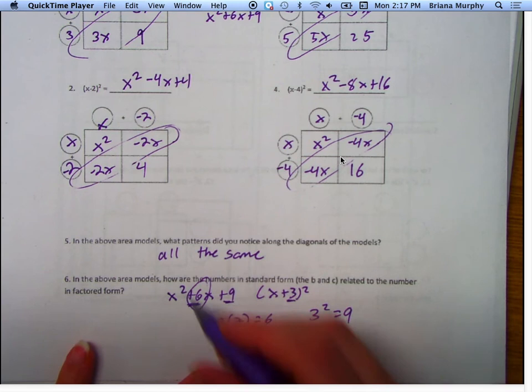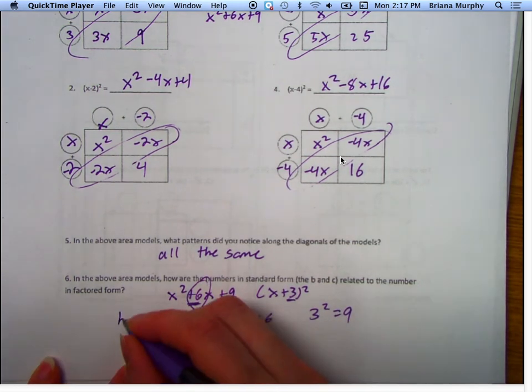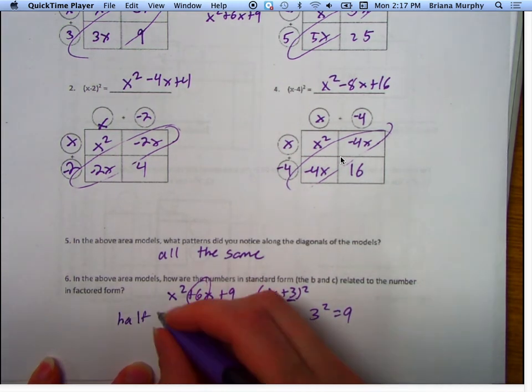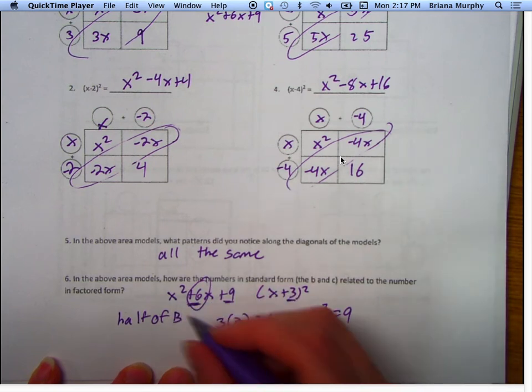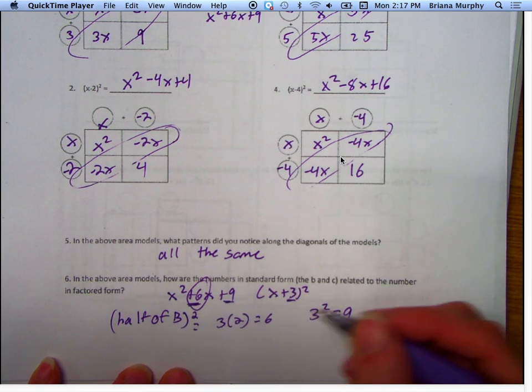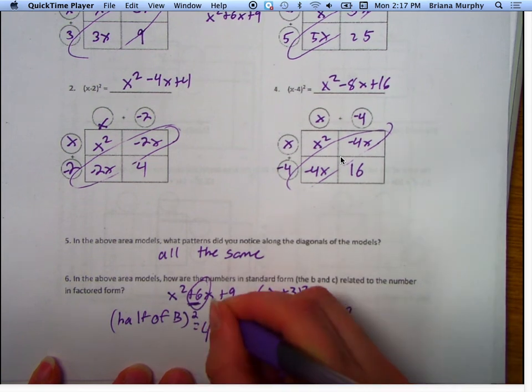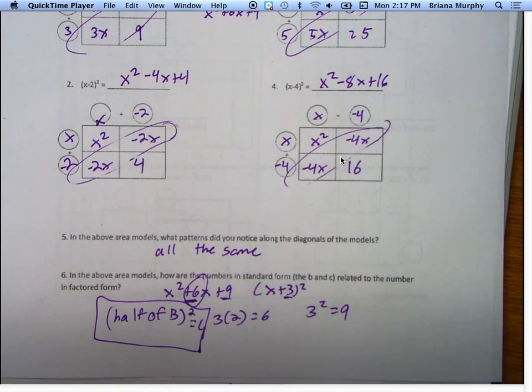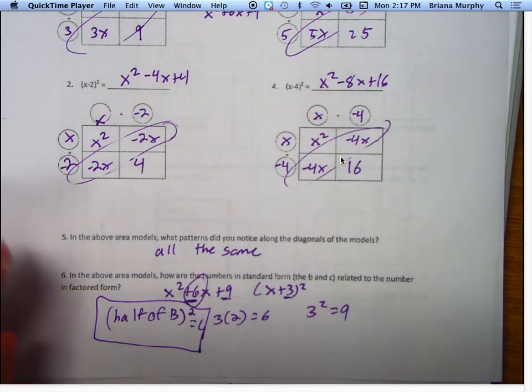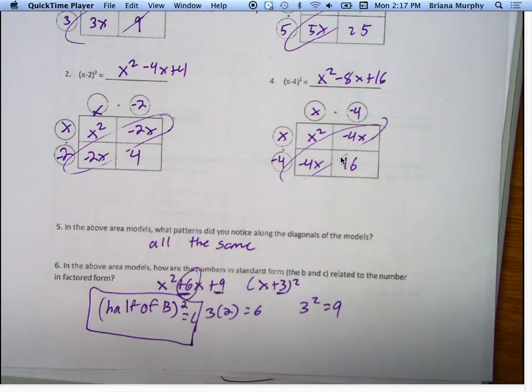Okay? Half of b squared equals c. Half of b squared equals c. Okay, let's turn it over. Okay. Half of b squared equals c.